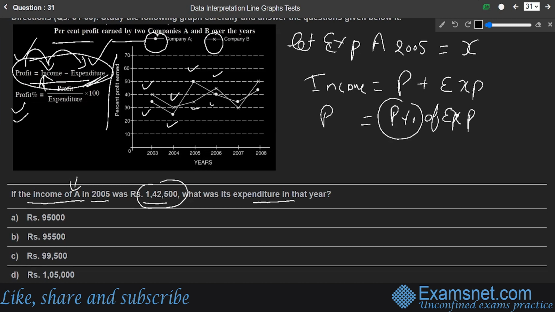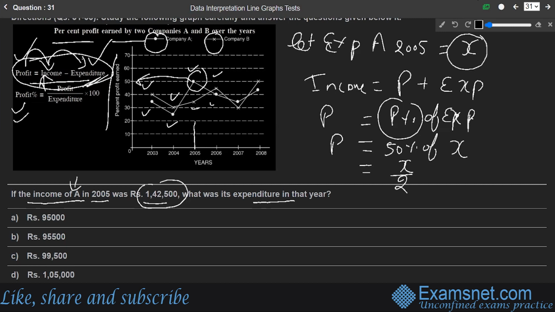So let us study what is the profit percentage value for company A in 2005 from the graph. In the line 2005, profit percent of company A is being provided by this filled circle, which is indicating 50%. So profit percent comes out to be 50%. So clearly we have to find out 50% of the expenditure, which we have assumed as X. So it has to be 50% of X. That is the profit value. So 50% of X is nothing but X by 2, that is half of it.